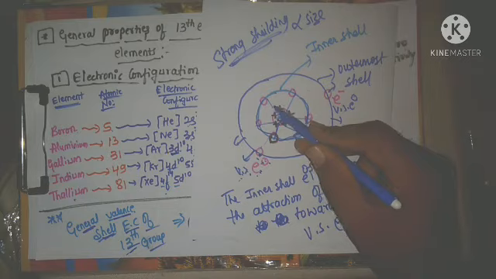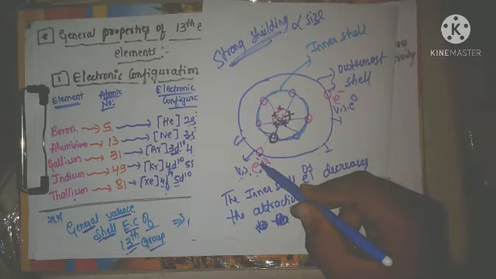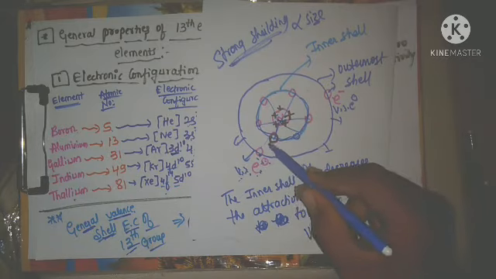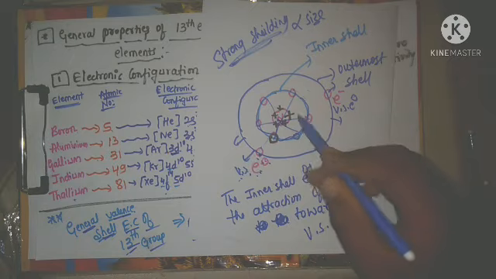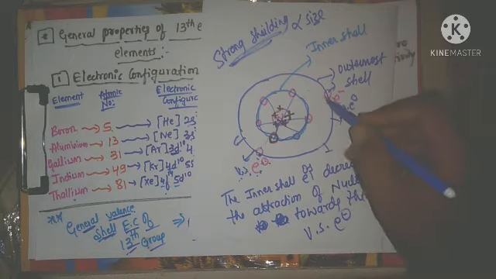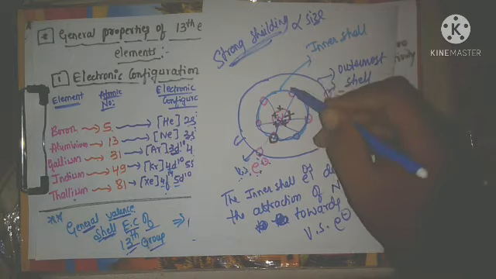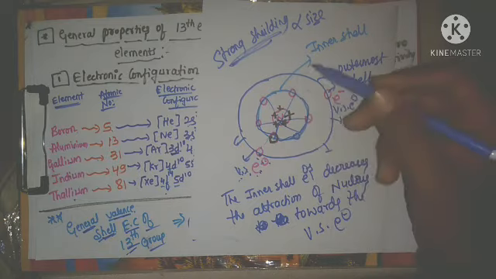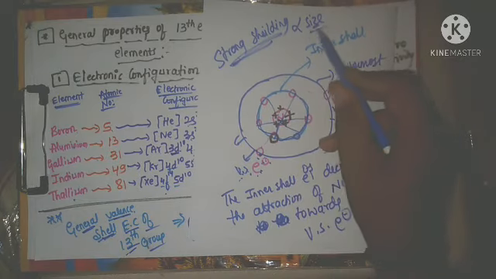In strong shielding effect, the attraction between nucleus and valence electron decreases. When it decreases, they move away from the nucleus and the size increases. When these electrons move away from the nucleus because of less attraction, the size increases. Strong shielding effect, size increases.